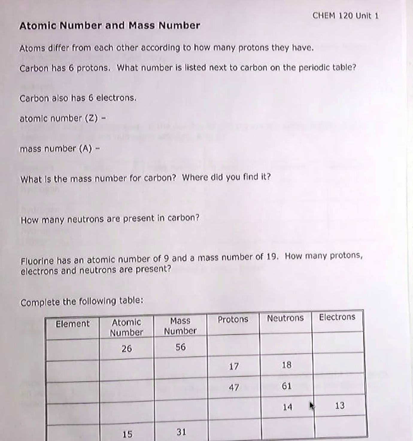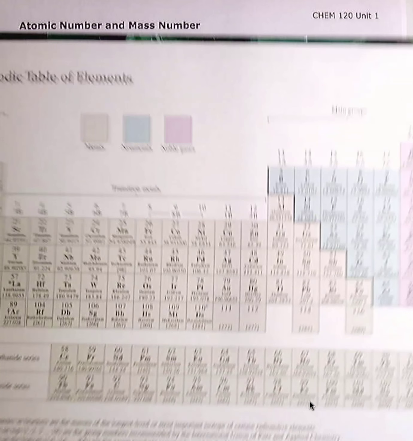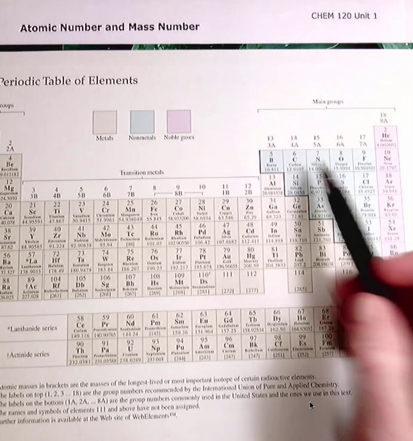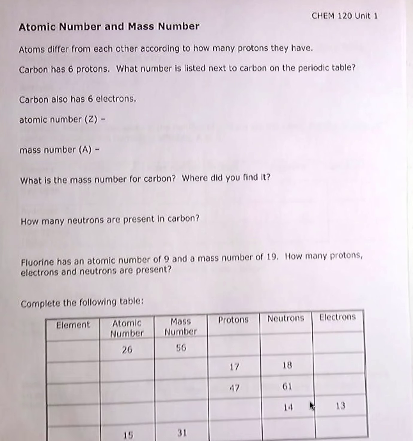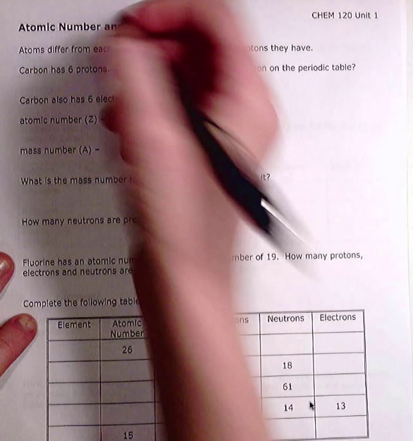And atoms differ from one another according to how many protons they have. So carbon is carbon because it has 6 protons. It's kind of like, that's its identity. If it had 7 protons, it wouldn't be carbon. If it had 5 protons, it wouldn't be carbon. So if you look on the periodic table, which is on the inside of your book, you will see that carbon has a number of 6 listed above it, and that is the number of protons. So 6 is listed.